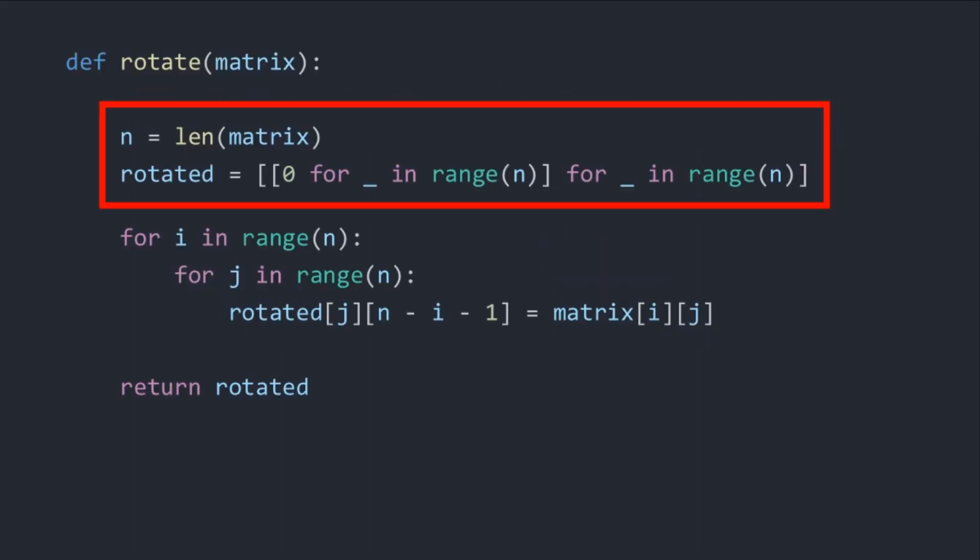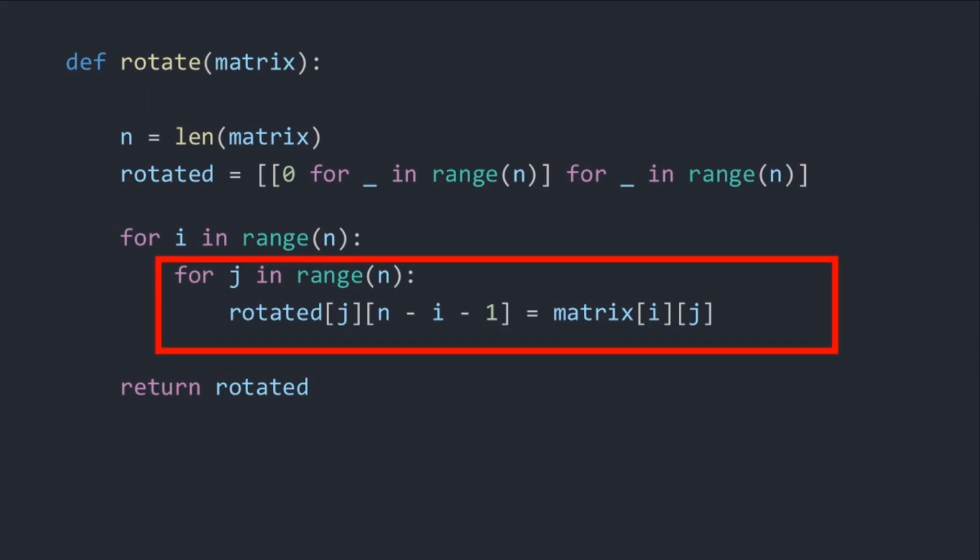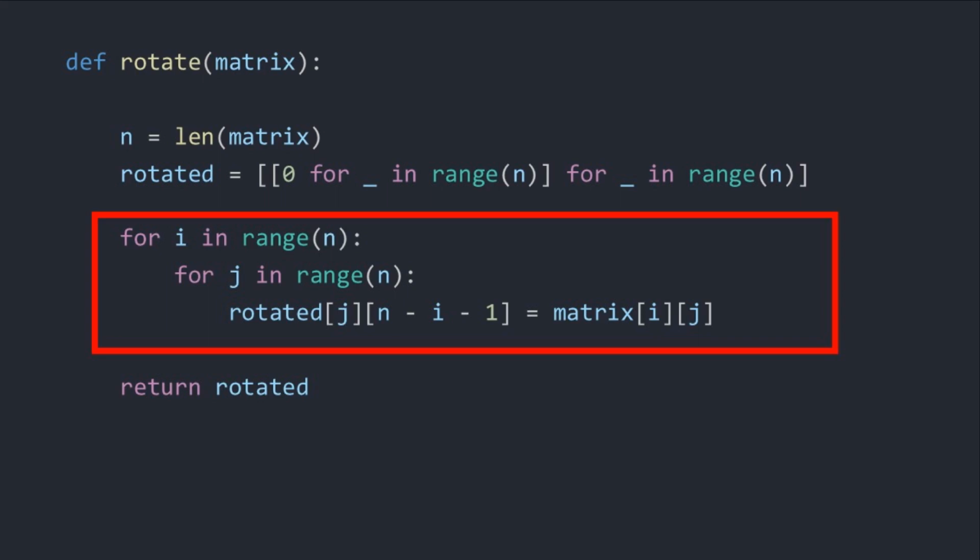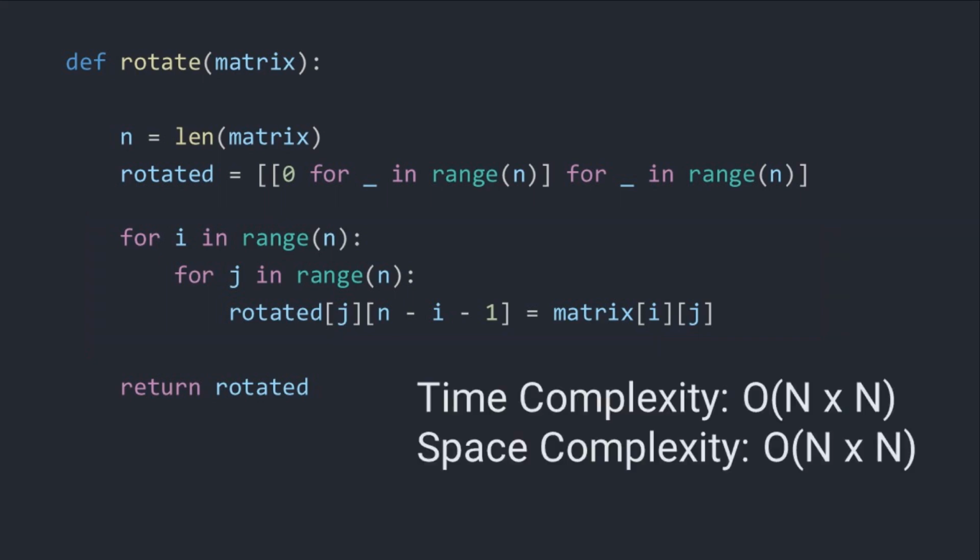The brute force solution would be to create another matrix of the same dimensions, that is n cross n, loop over the first row of the input matrix and assign the values in the first column of the solution matrix. Similarly, loop over the second row of the input matrix and assign it to the second column of the output matrix, and so on for the other rows. The time complexity of the solution is n cross n, and the space complexity is also n cross n, since we are using an additional matrix to store the rotated matrix.